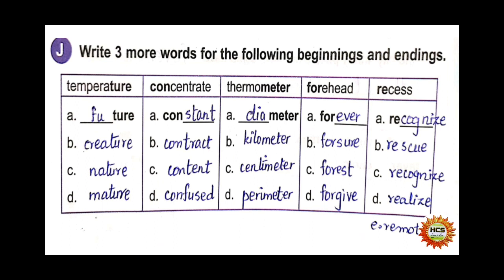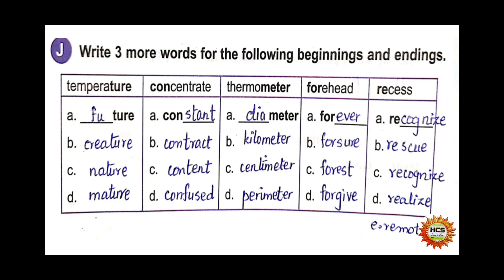Now coming towards exercise J, write 3 more words from the following beginnings and endings. You can see that there are 5 columns. In each column, there are some words in which the beginning and the ending has been highlighted. So we have to make 3 more words from these beginnings. For example, temperature. We have to make 3 more words from the ending TURE. So I have solved it for you. Start writing it in your book. Future, creature, nature and mature.